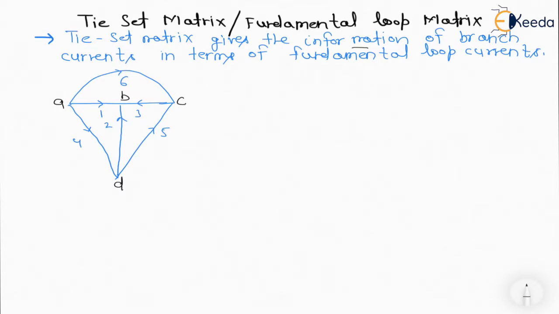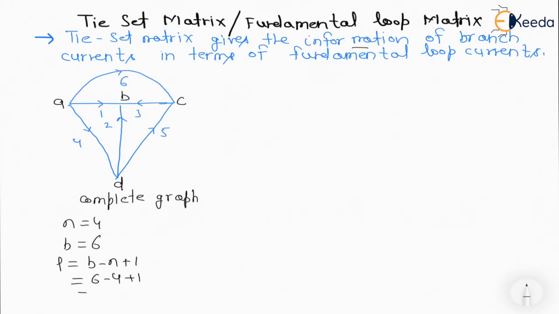Let us assume we have one simple complete graph. I have taken this graph many times in the previous lecture, so it will be easy to analyze the same kind of graph. This is the complete graph, and the number of nodes in this graph is 4, and the number of branches is 6. So the number of links will be L is equal to B minus N plus 1, which is 6 minus 4 plus 1, equal to 3.